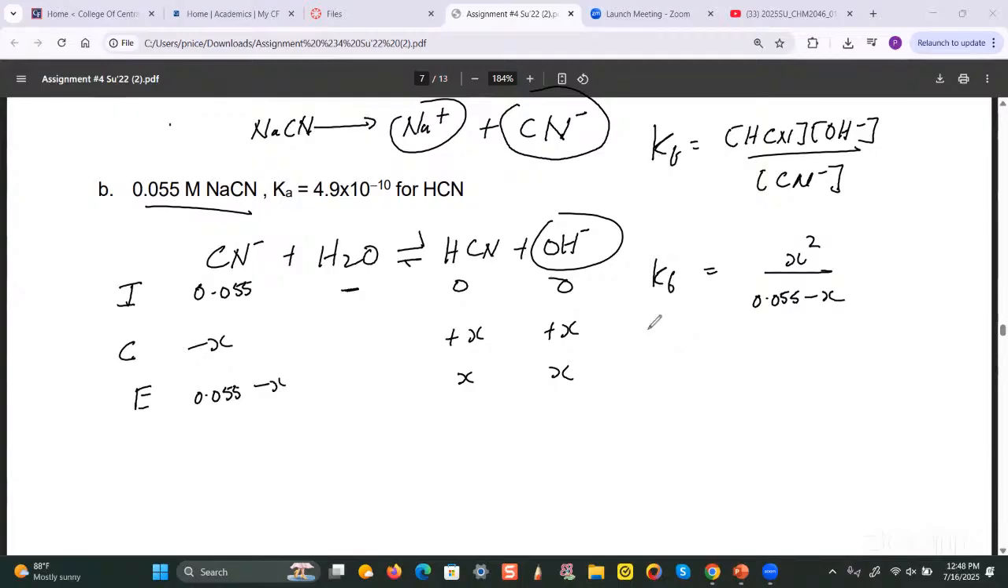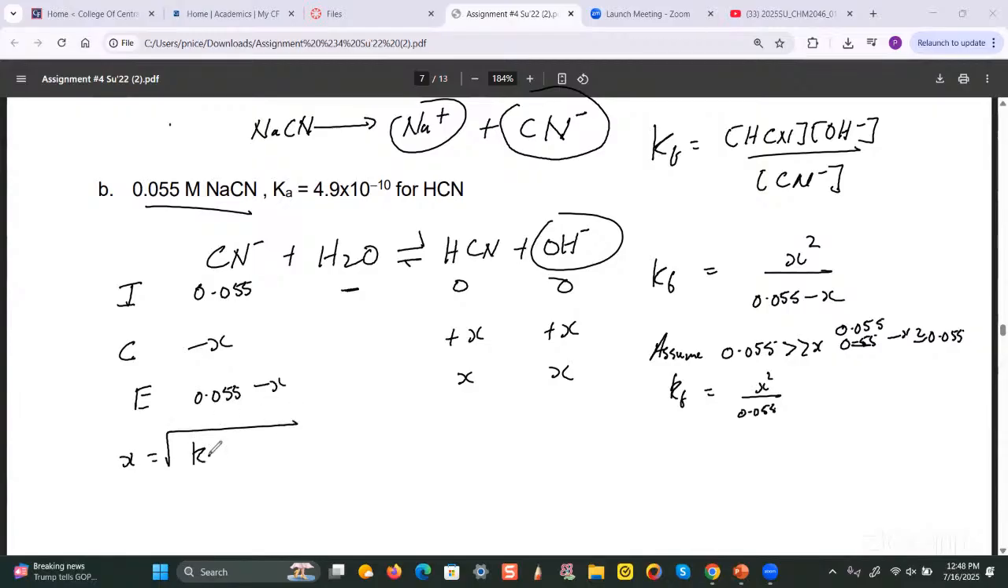And again, just like before, we make an assumption. We assume, in this case, that 0.055 is much greater than x, such that 0.055 minus x is approximately equal to 0.055. So that will simplify the Kb expression to x squared over 0.055, which means that x will be equal to the square root of Kb times 0.055.